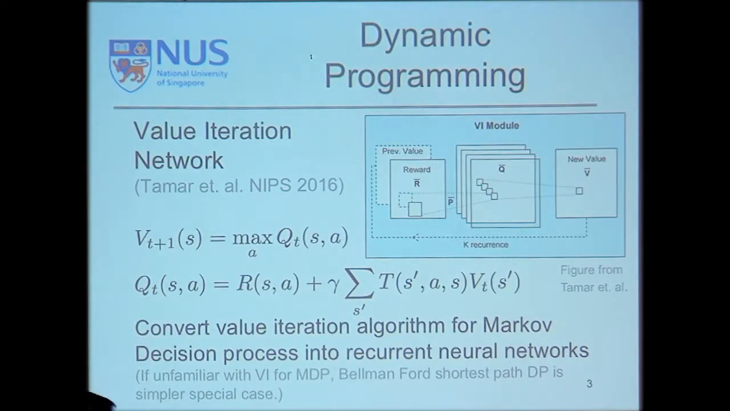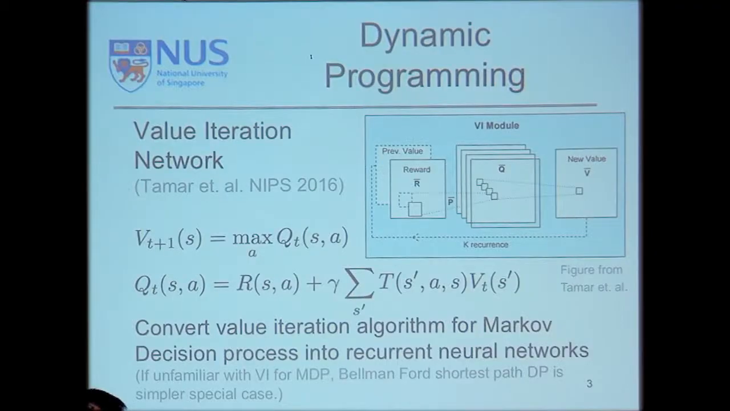The reason I got interested in this was this paper in NIPS 2016, Value Iteration Network. So what they did was they converted Markov decision process into a recurrent neural network and then trained that by gradient descent. If you are not familiar with Markov decision process, think of it as shortest path on a graph. In fact, I'm going to do most of my explanation as shortest path in a graph because that's easier to explain as well. So think about Bellman-Ford algorithm for shortest path in a graph.